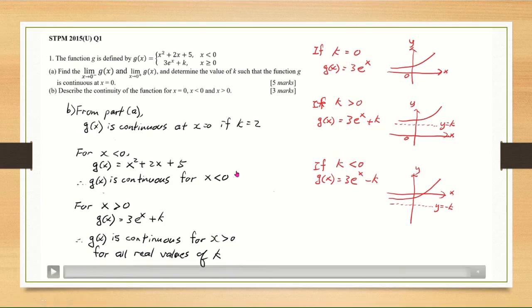Now during the examination you don't have to write what is written in the red ink. You only need to write what is written in black ink, because this question is only given 3 marks, so one answer for 1 mark. The red ink, you don't have to write. I just use it to explain why the answer can be like that.